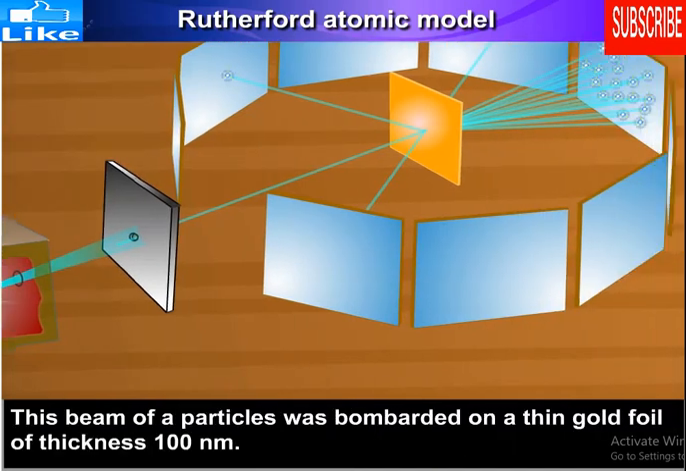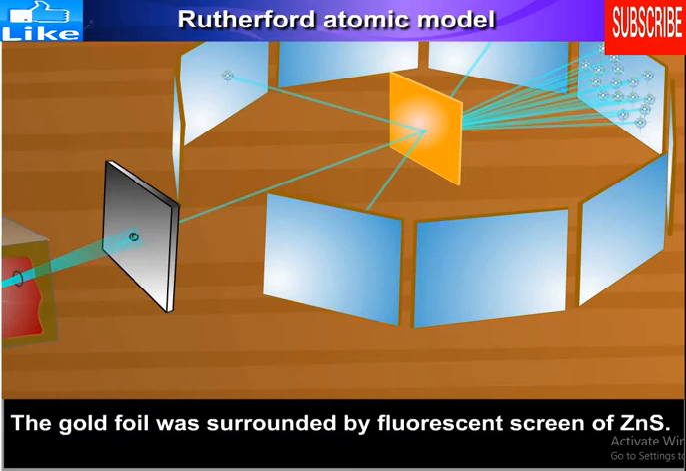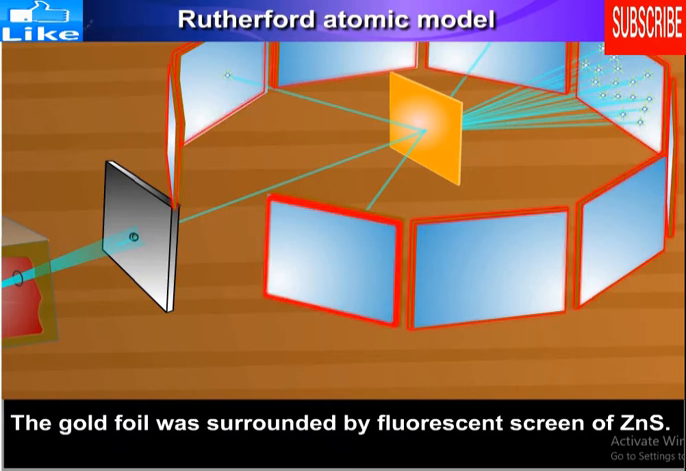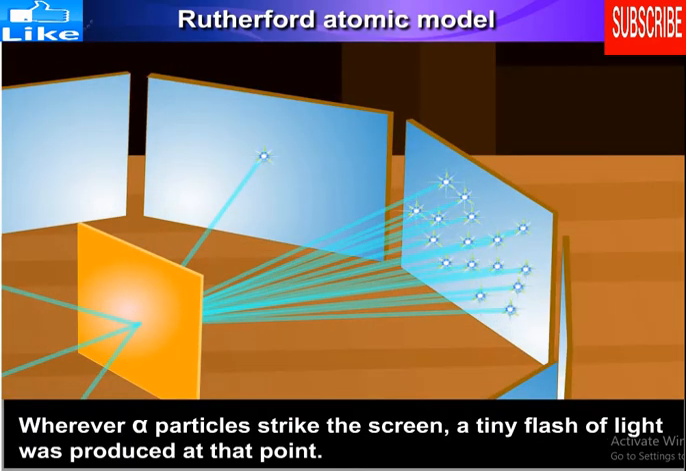This beam of particles was bombarded on a thin gold foil of thickness 100 nanometers. The gold foil was surrounded by fluorescent screen of ZnS. Wherever particles strike the screen, a tiny flash of light was produced at that point.